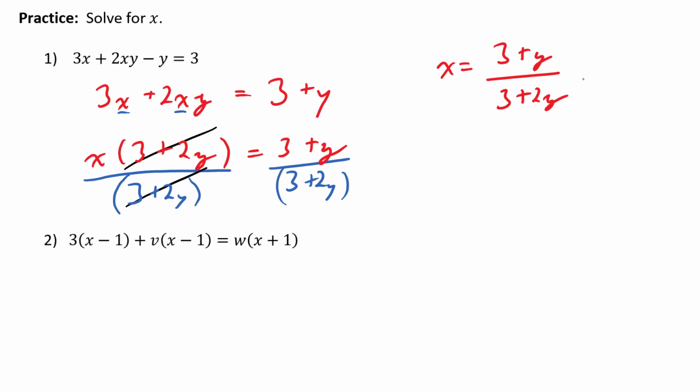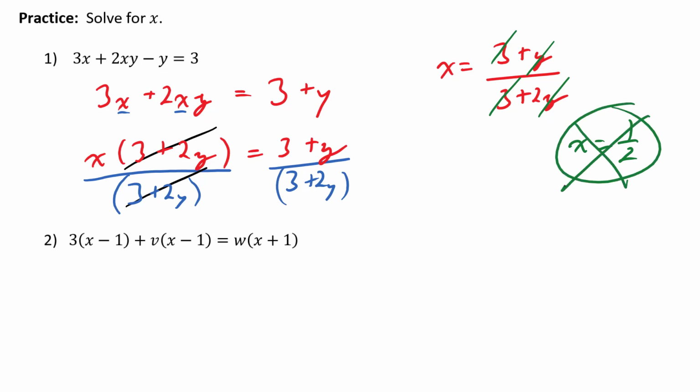This is the final answer, but I want you to be careful here. Sometimes students can get what I call canceling crazy. They see this and they say, oh, this is easy. There's a 3 on the top and a 3 on the bottom and a y on the top and a y on the bottom. So in this case, x is equal to 1/2. Wrong. Why is that wrong?